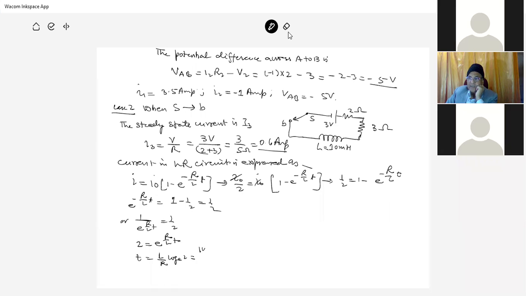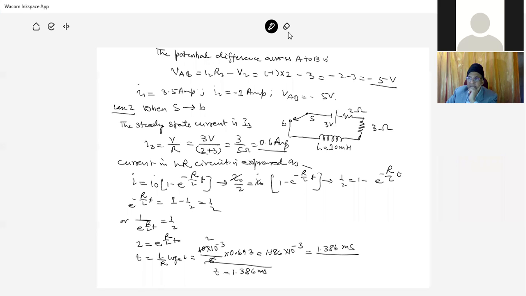L is 10 millihenry, 10 into 10 to the power minus 3, divided by the total resistance 5, into 0.693. So this is 1.386 into 10 to the power minus 3, that is 1.386 millisecond, the time. So this time, 1.386 millisecond, is the answer.